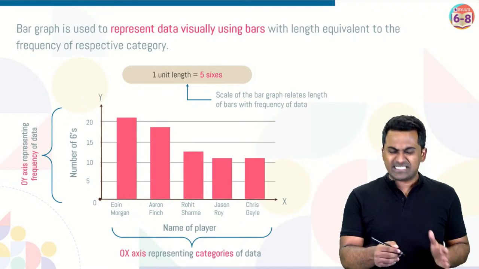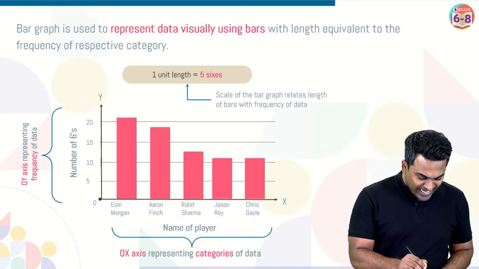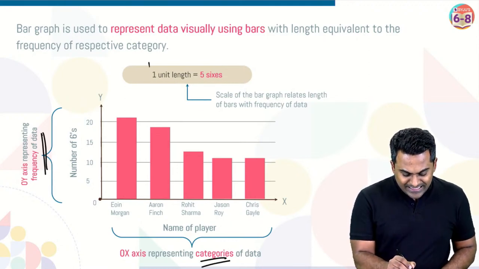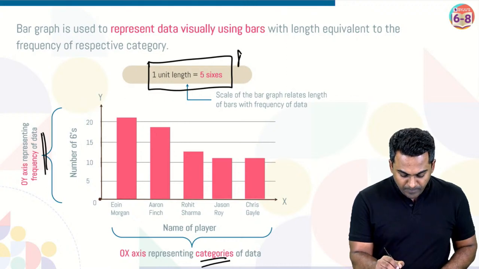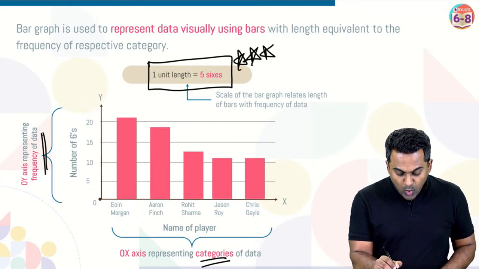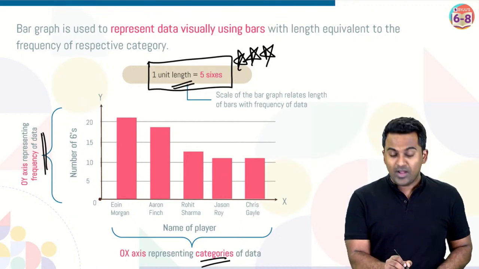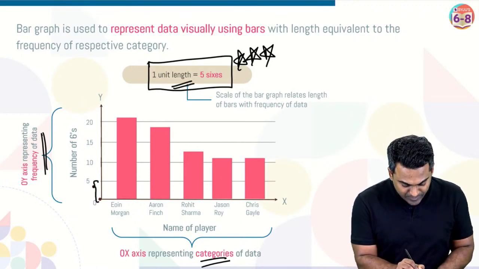So these are some notations, right? As I said, this is called the y-axis, representing the frequency of data. This represents categories. And this thing is going to be very important. Whenever you are asked to draw a bar graph, you have to mention this one unit. Like in this case, this is representing one unit.